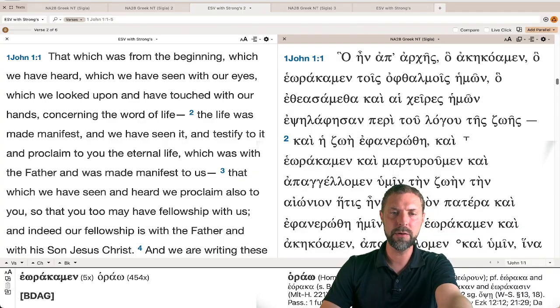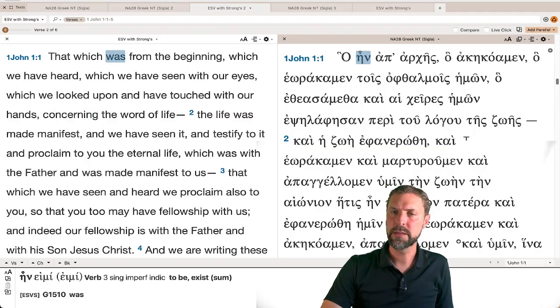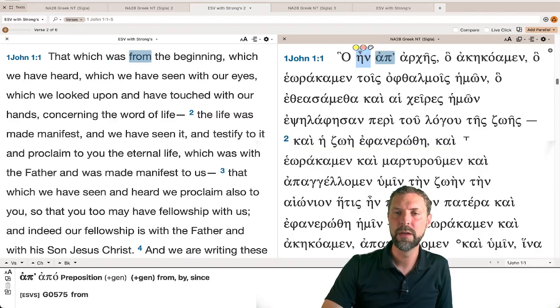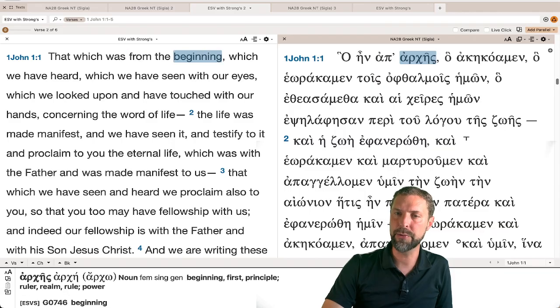So 1 John starts off, what was, this is a relative pronoun. This is a form of eimi. It's the imperfect active indicative third singular. From the beginning, object of the preposition apo, from, or apa.